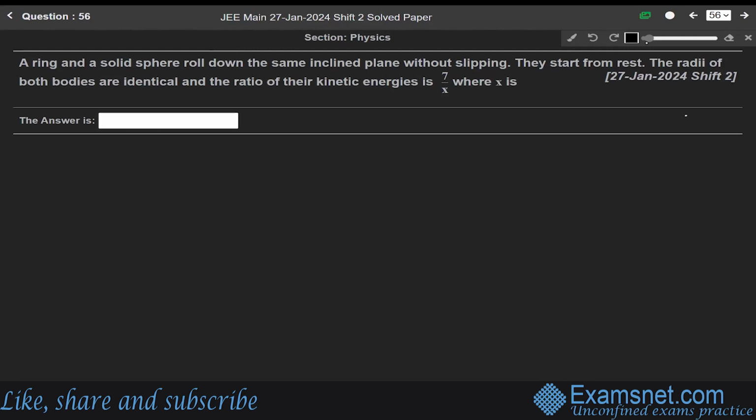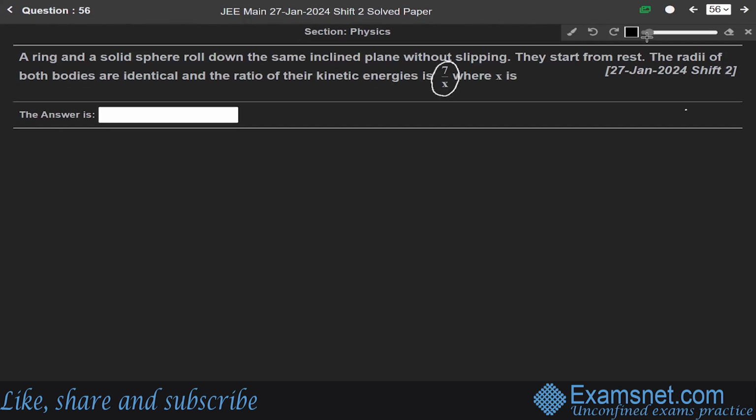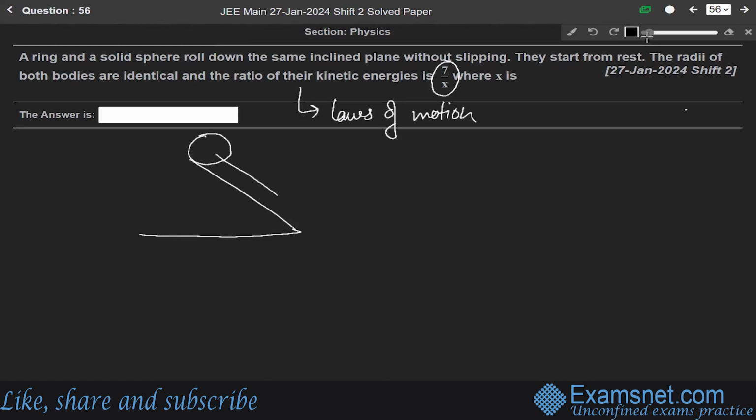So the next question is: a ring and a solid sphere roll down the same inclined plane without slipping. They start from rest. The radii of both bodies are identical and the ratio of their kinetic energies is 7 over x. We have to find the value of x. So student, this question is from the chapter of laws of motion. According to this question, there is an inclined plane and a ring and a solid sphere are rolling down the inclined plane without slipping.